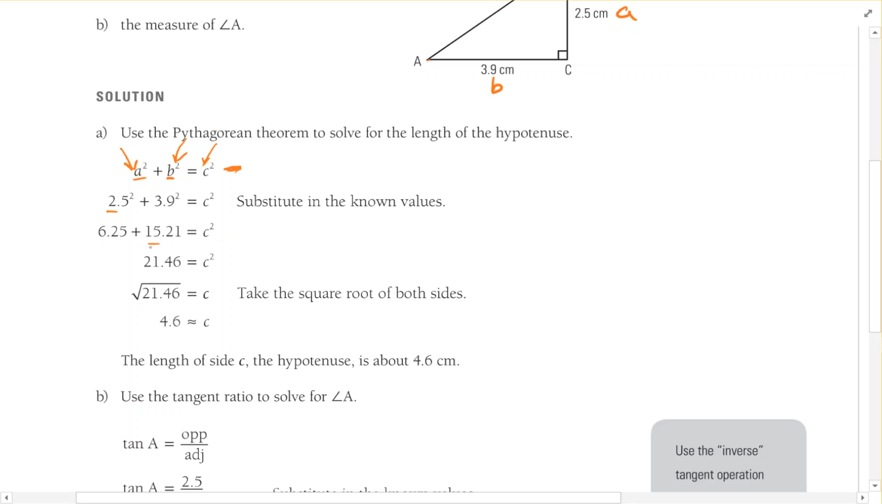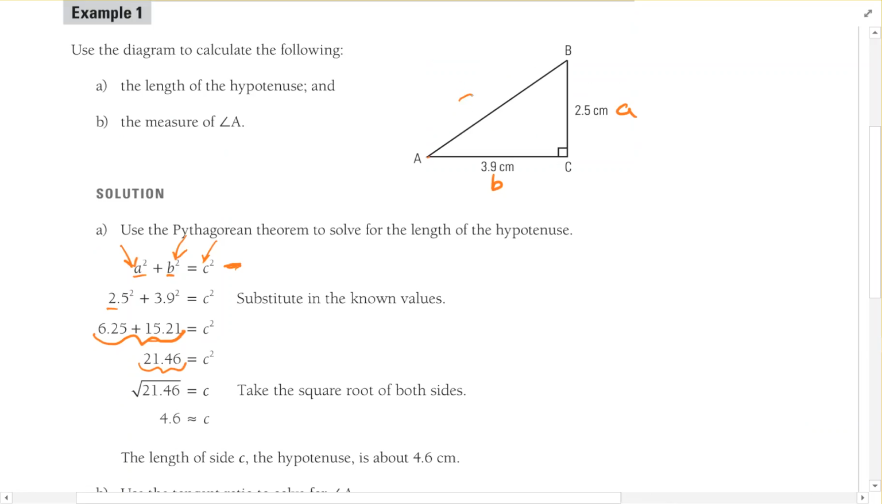Then the last thing, or well, second last, I guess, make sure you add these two numbers together, which is 21.46. You're not quite done yet. This is what c squared is equal to. That's obviously not the answer, right? There's no way that this would be 21.46. That's way too long comparing it to those two numbers.